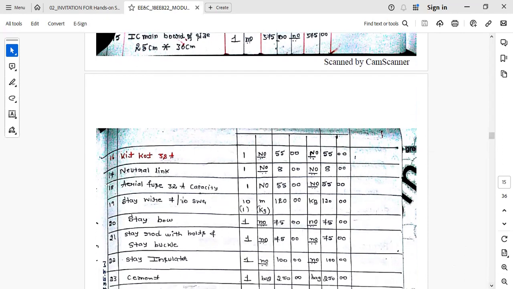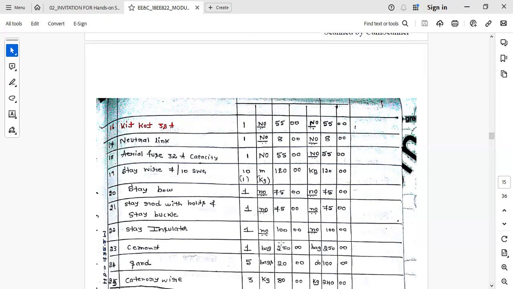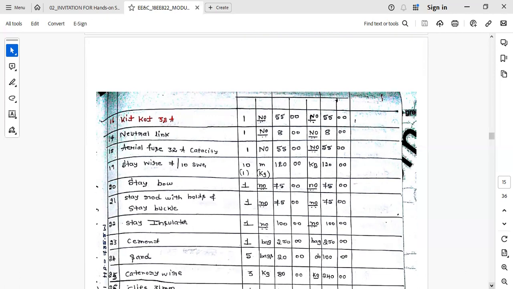Stay wire 7 bar 10 SWG, 1 kg required here, so 1 kg is 120 rupees, total 120 rupees. Stay bow, one number, 75 rupees, total 75 rupees. Stay rod with bolts and nuts, tail buckle, one number is required, 75 rupees per one, 75 rupees. Next one, stay insulator, one number is required, 100 rupees per stay insulator, 100 rupees. Cement, one bag is required, 250 rupees per one bag, total 250 rupees.